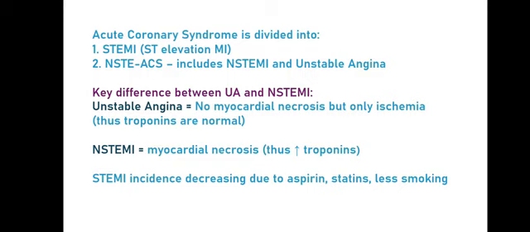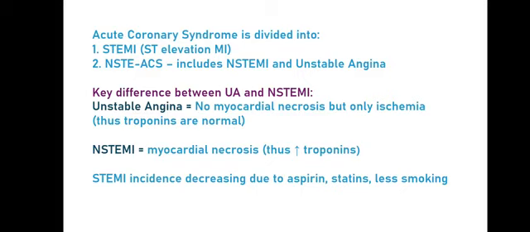So, acute coronary syndrome is divided into two main groups: ST elevation acute coronary syndrome and non-ST elevation acute coronary syndrome. Under non-ST elevation acute coronary syndrome, there are non-ST elevation myocardial infarction and unstable angina. The key difference is that in unstable angina, there is no myocardial necrosis but only ischemia. Thus, troponin is normal. In non-ST elevation myocardial infarction, there is myocardial cell necrosis, thus there is rise of troponin.